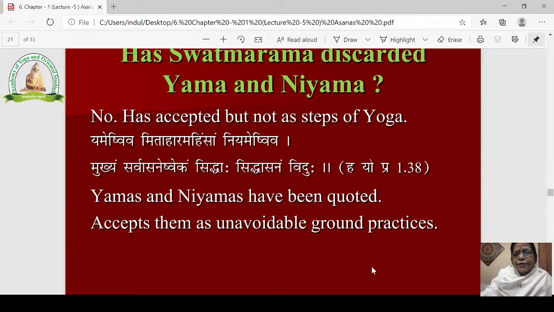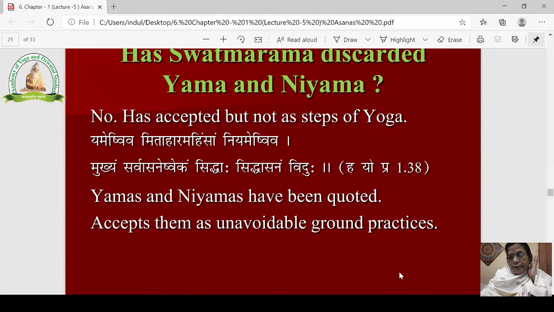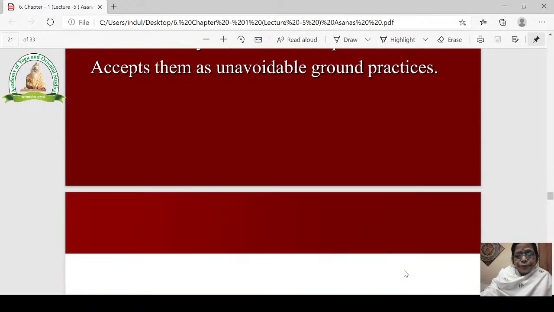We cannot, no yogi, no spiritual practitioner can ever discard or overlook yama and niyama. So yama and niyamas are not discarded by Swatmarama Swami, but accepted as unavoidable ground practices, not as a step of yoga or anga of yoga.